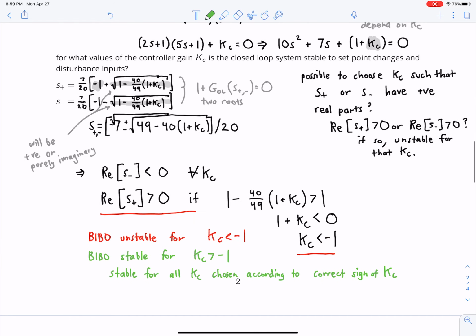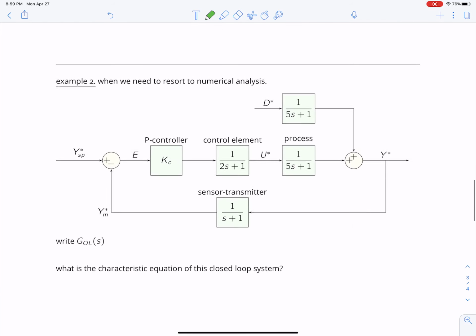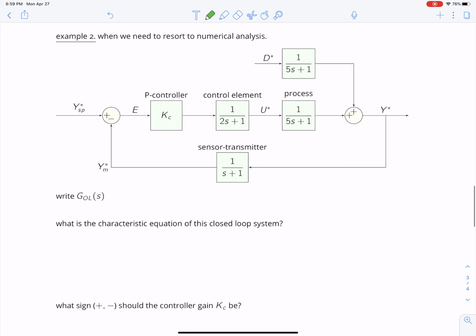So I like this problem because there's a nice analytical solution. You can look at the roots and inspect them to find out what Kc makes the roots have a positive real part to drive it to be unstable. So in the next one, there will actually be regions of Kc that are the correct sign and make your system unstable.